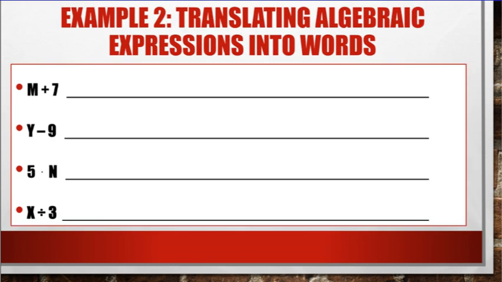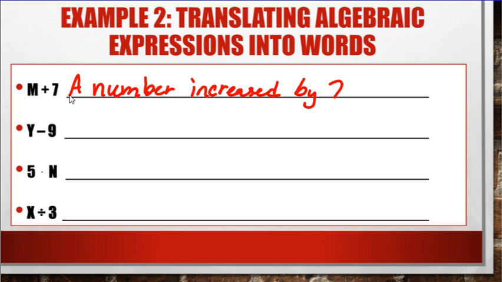Next, translate algebraic expressions into words. So this is where that chart comes into play. If you can't always remember the words, you can always refer back to that table. So m plus 7. So I could write this as a number increased by 7. You could have said a number plus 7. You could have said 7 added to a number.